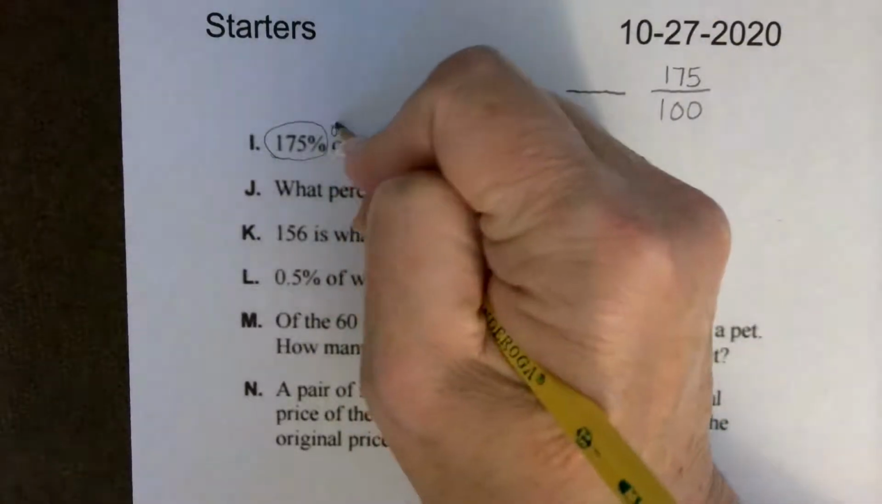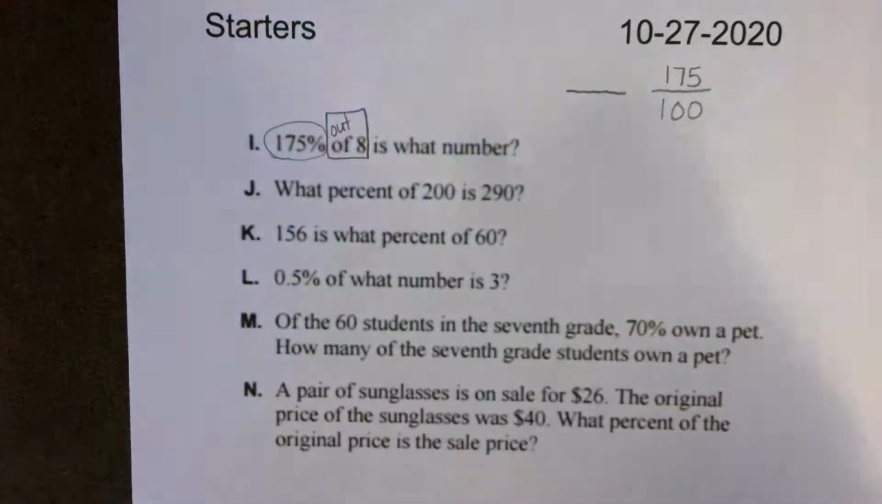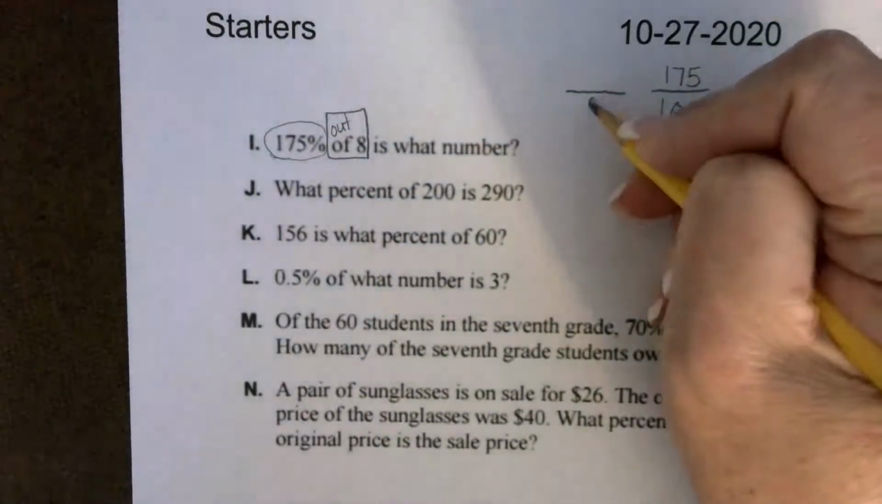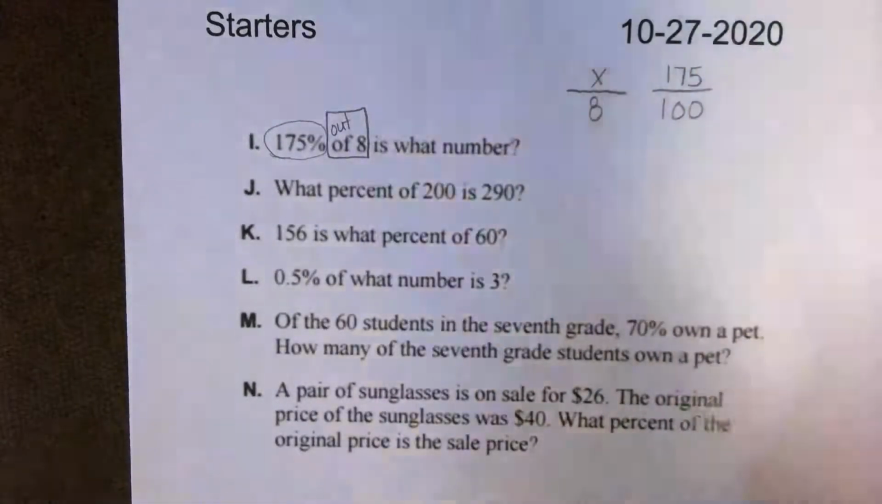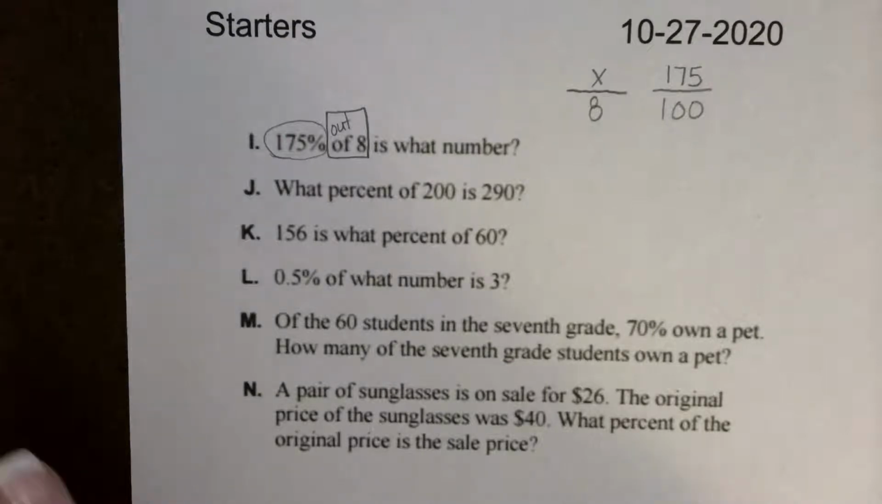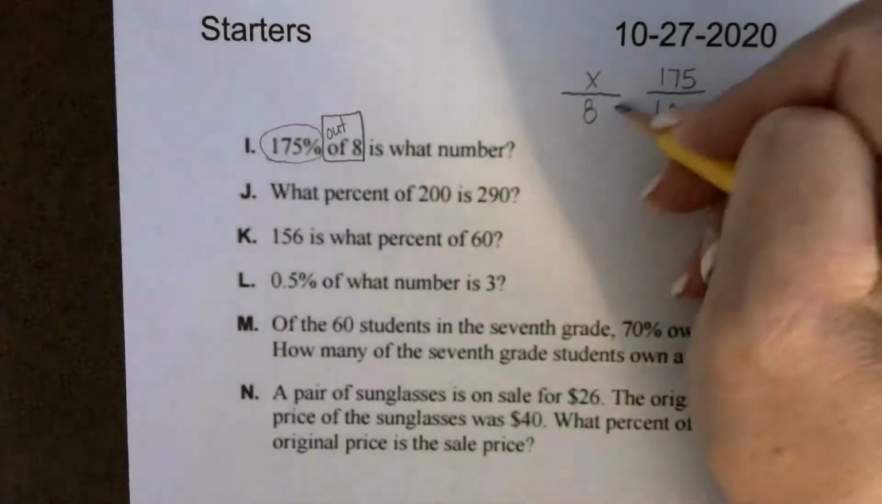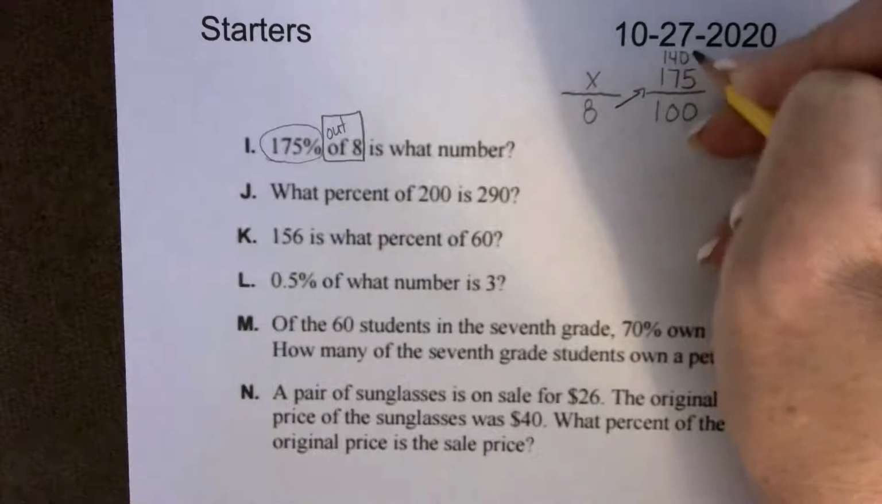We look for the out of, and this says out of 8, which means 8 is my whole. And then we're looking for the part. So in this case, the part's going to be bigger than the whole because 175 is bigger than 100. So we do 175 times 8, which is 1400.